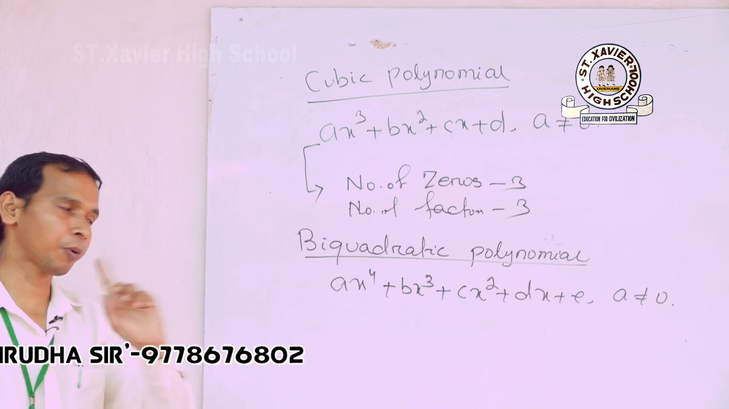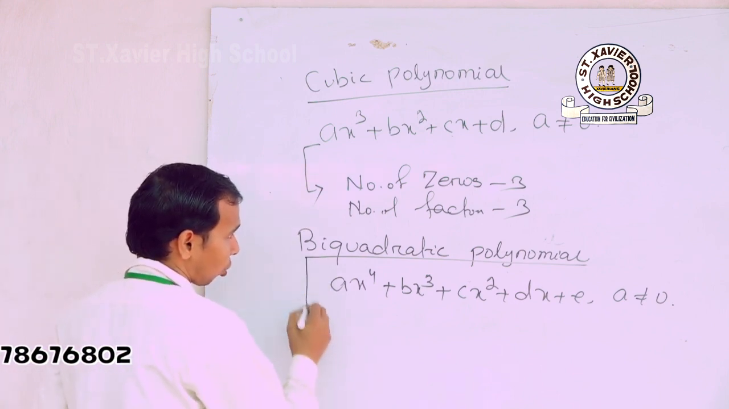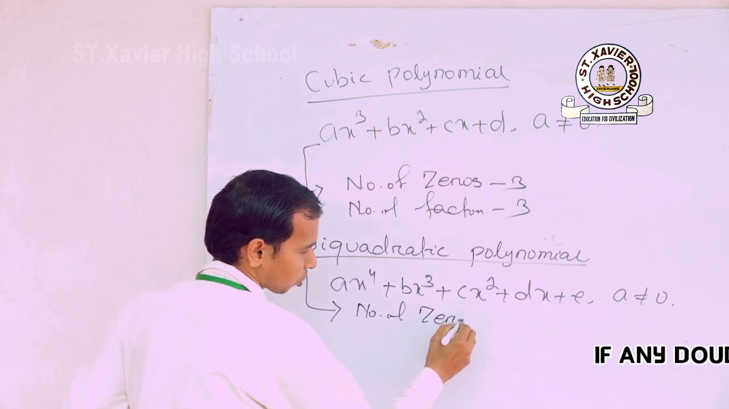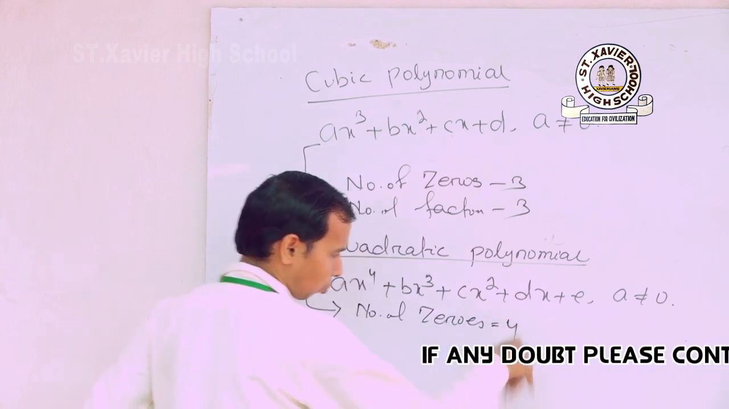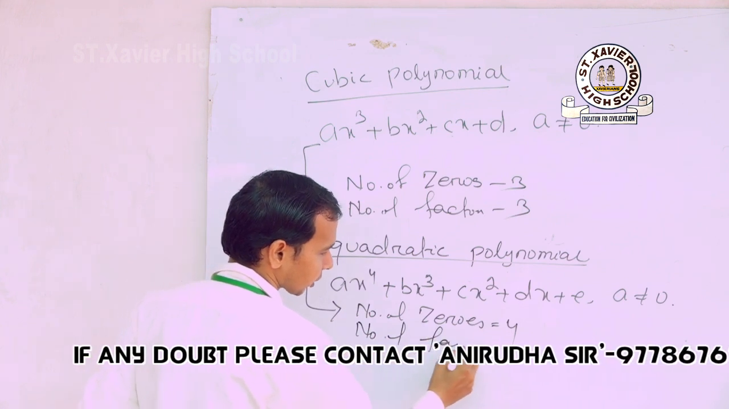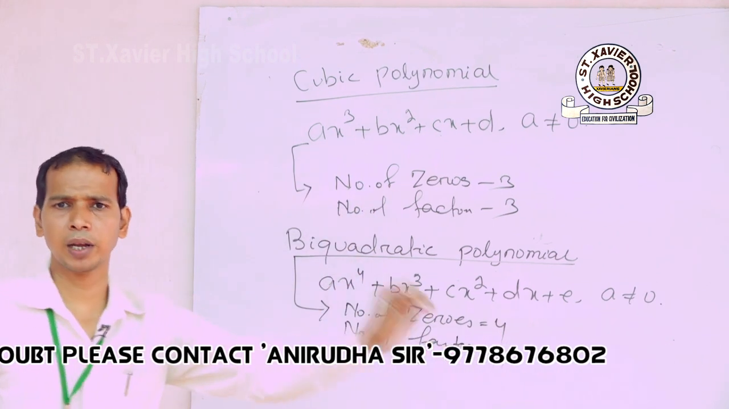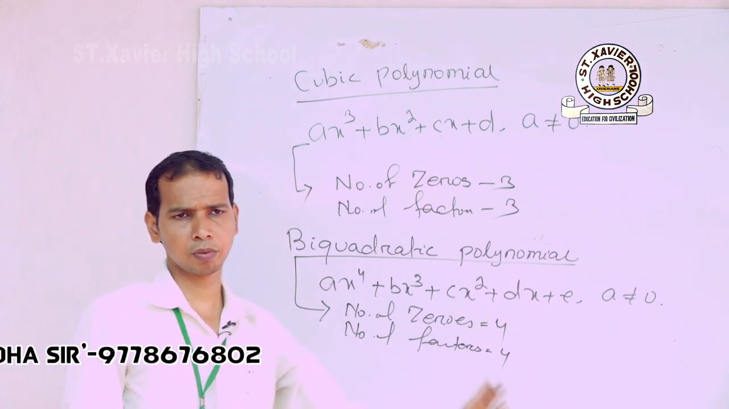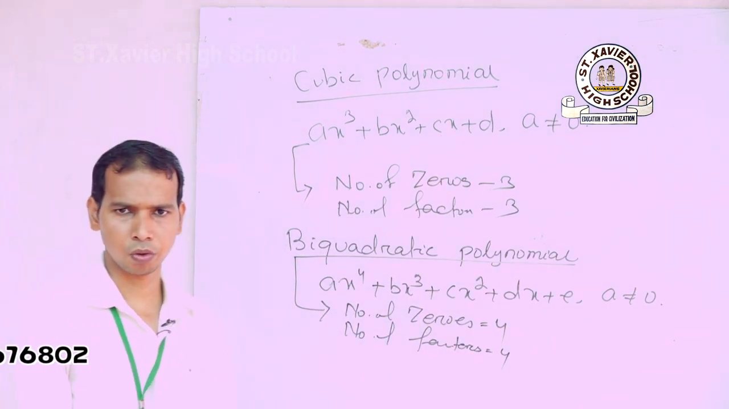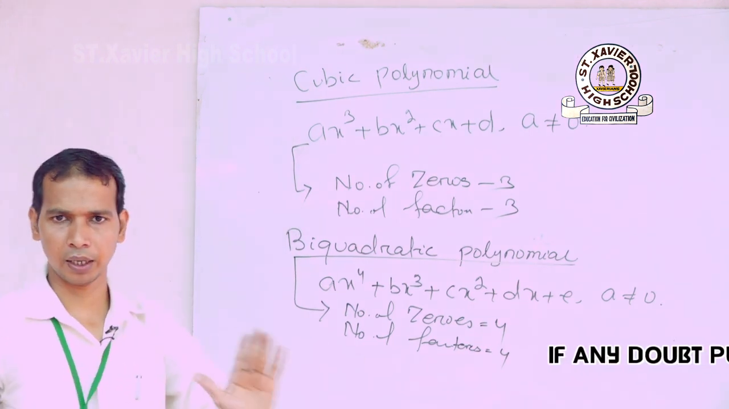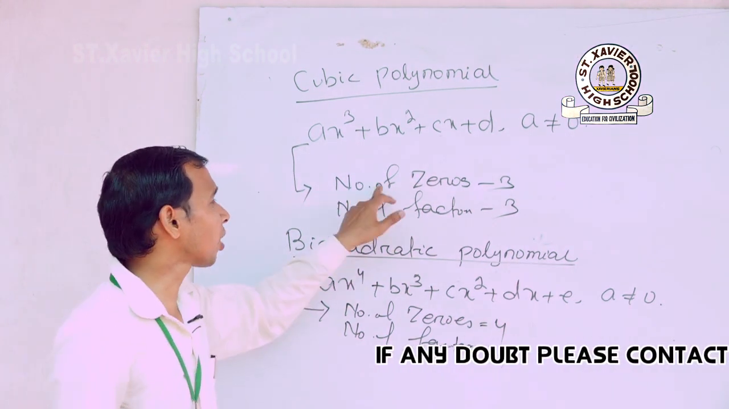And a biquadratic polynomial has number of zeros equal to 4, then number of factors. A biquadratic polynomial may be called as quadratic polynomial. Okay. Now after this we discuss what is the number of zeros of a polynomial.